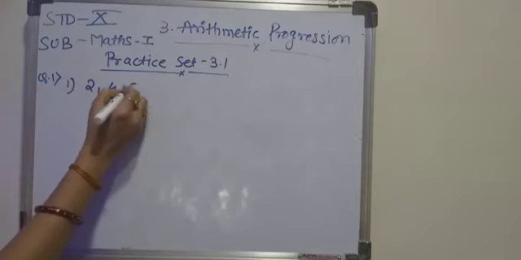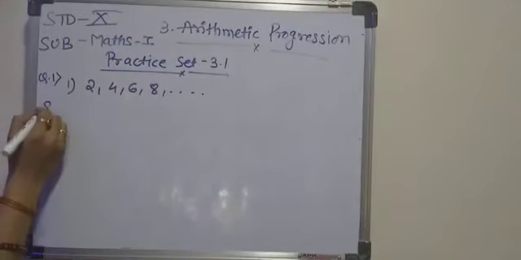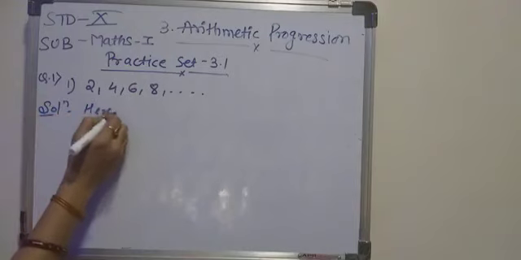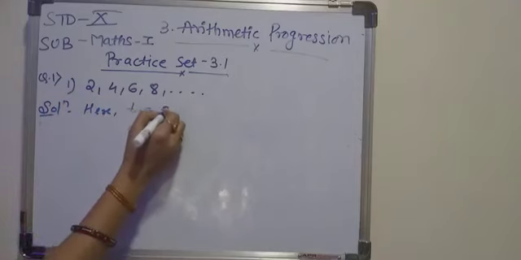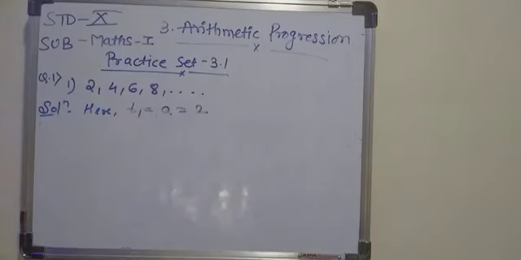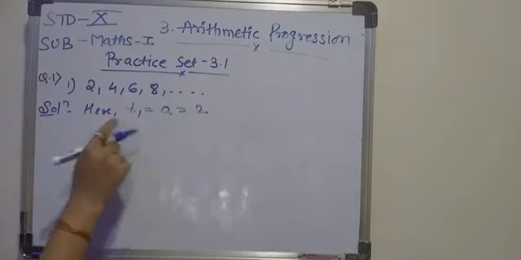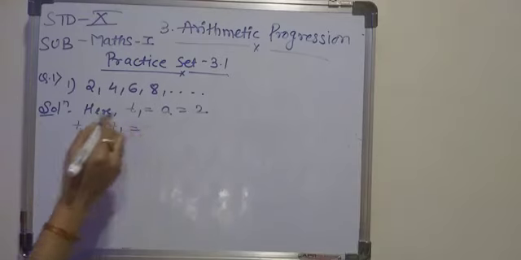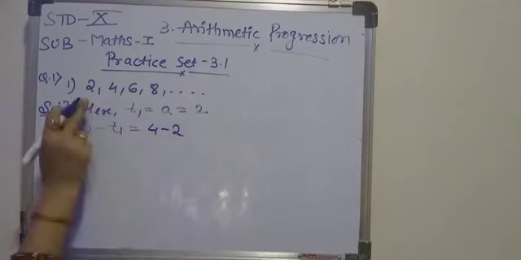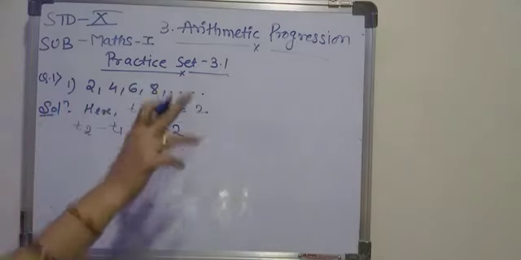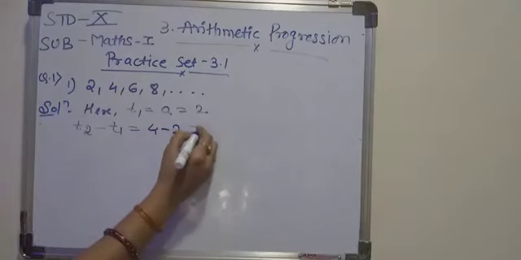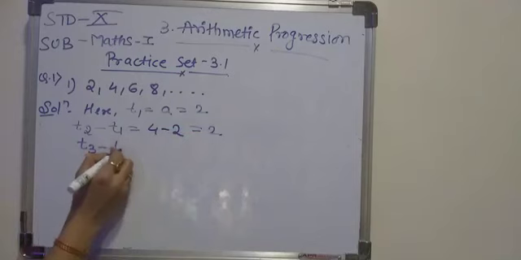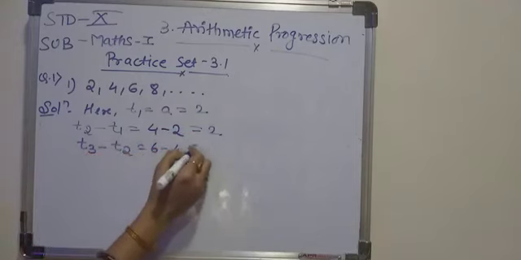2, 4, 6, 8 and so on. Here your first term, your T1, or you can also write A, is equal to 2. Now we are going to find the difference between each term. T2 minus T1 is 4 minus 2, which is equal to 2. Then T3 minus T2 is 6 minus 4, again 2.